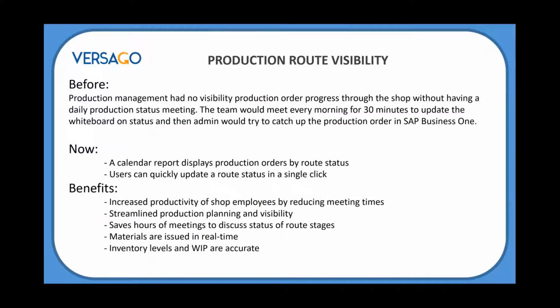So you can see the benefits of this are certainly increased productivity of the shop employees, because we've reduced all this meeting time. Production management also now has visibility to what's going on. Material management, so supply chain visibility of knowing when to have materials in, all of that's lining up with the plan. And because everything's getting updated in SAP Business One in a real-time fashion, inventory levels and the work in process are all accurate.